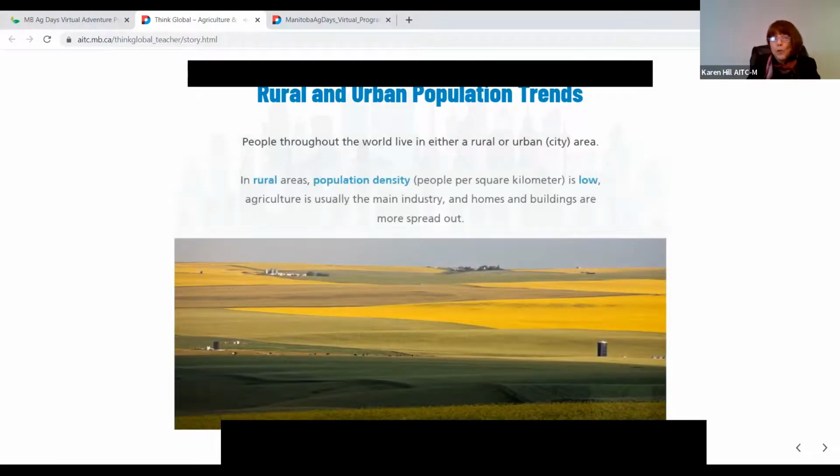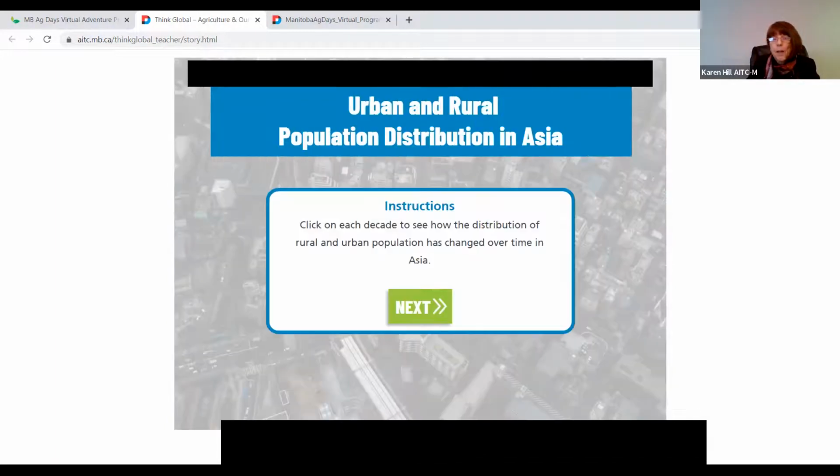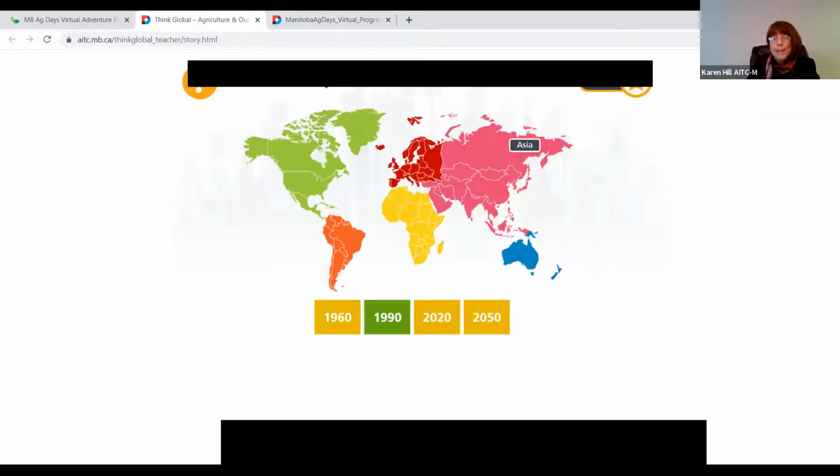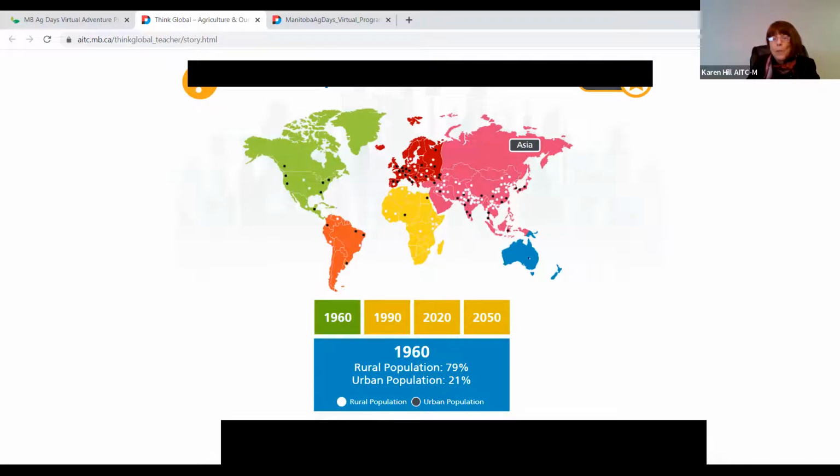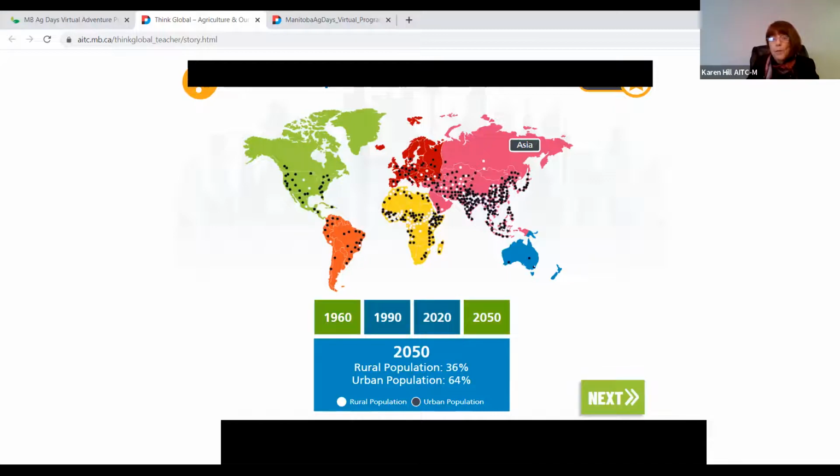And then we're going to talk a little bit about rural and urban population trends. And so they're going to do an activity where they're going to see how rural and urban populations are distributed. So in 1960, each of the white dots represents a rural population, each of the black ones urban. And that's what it looked like in 1960. Rural population in the world, 79%, urban was 21%. Then they can compare that to 1990 to 2020, and to 2050. So again, 1960, 1990, 2020, 2050.